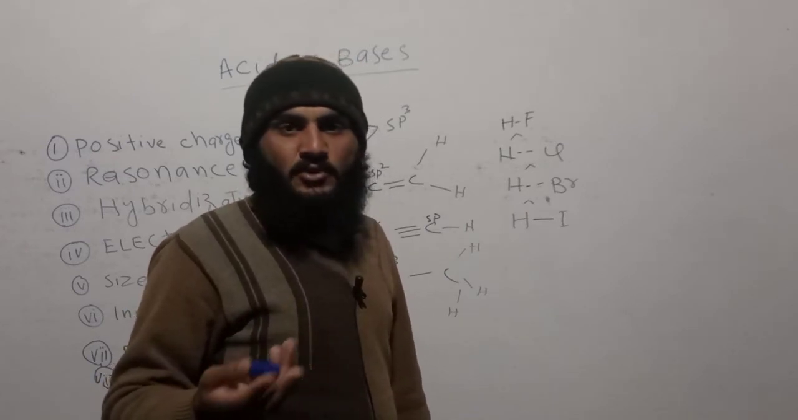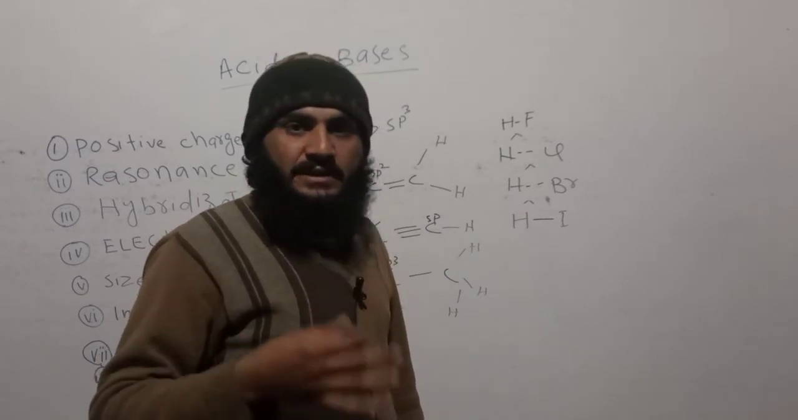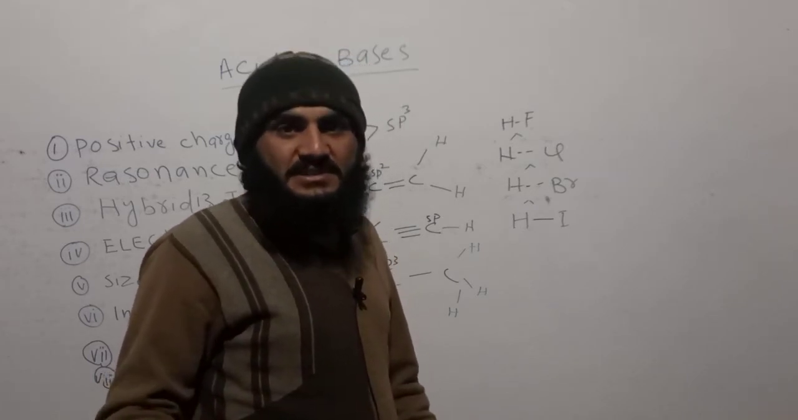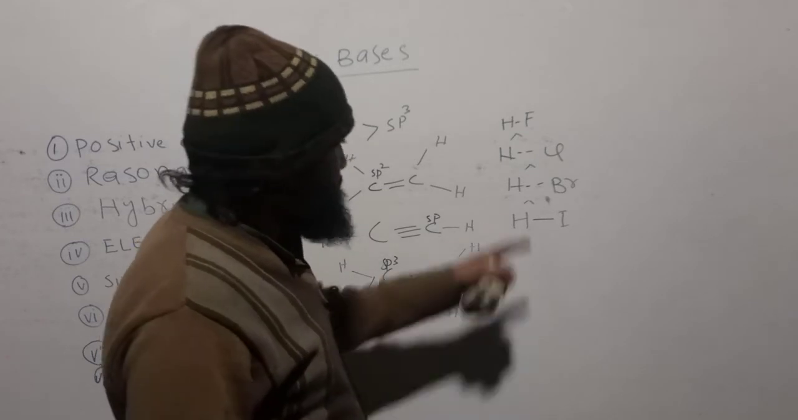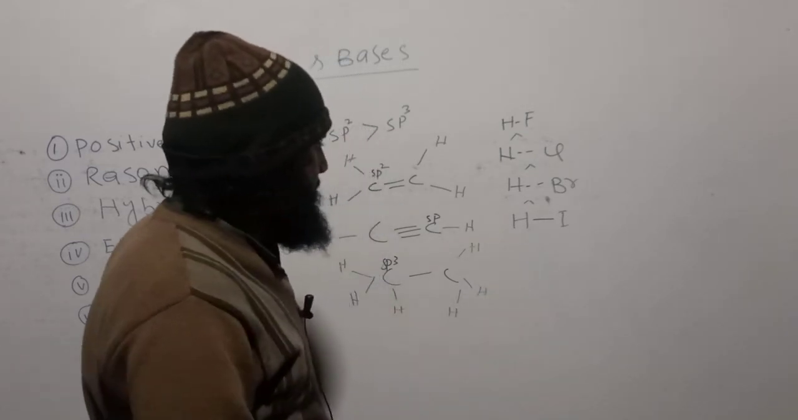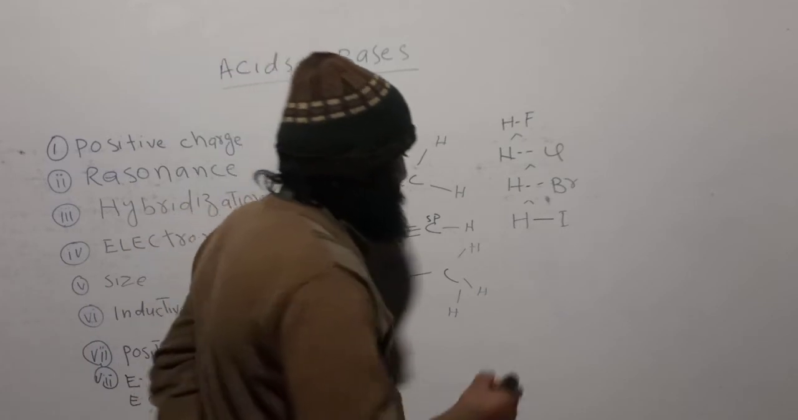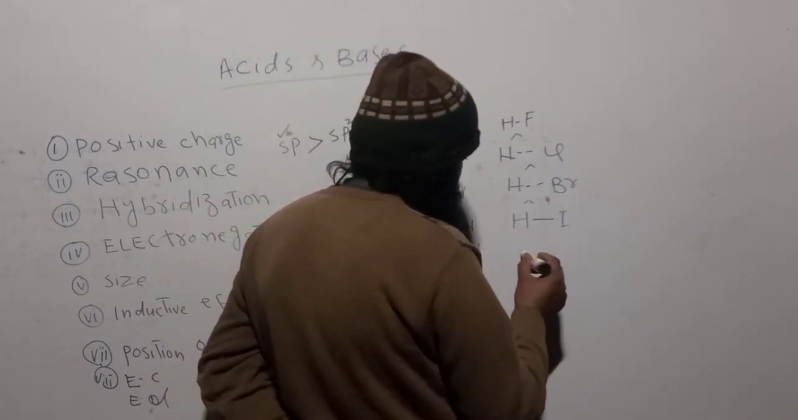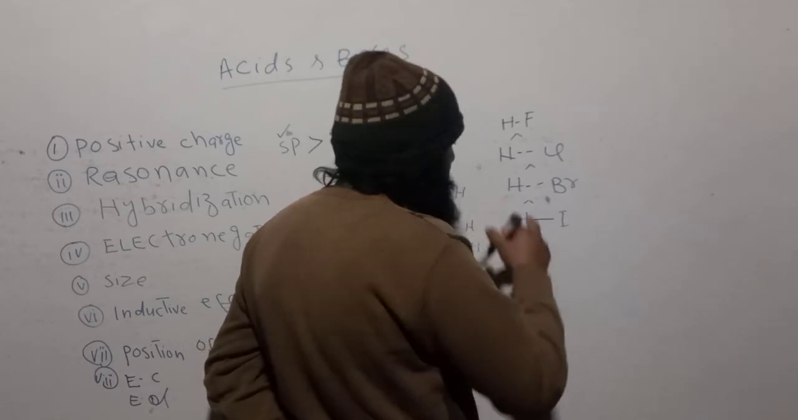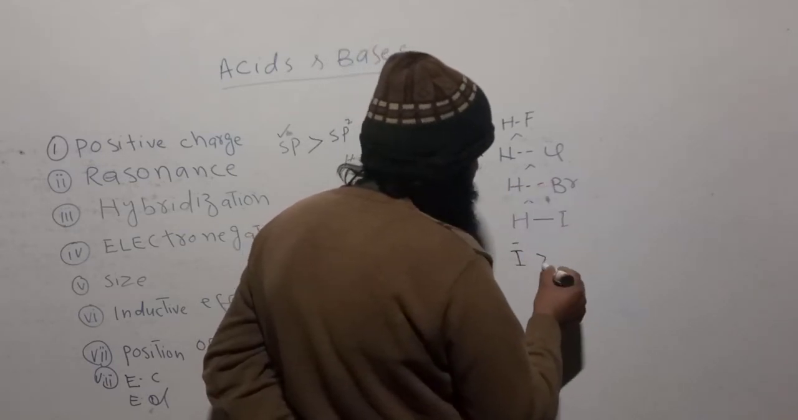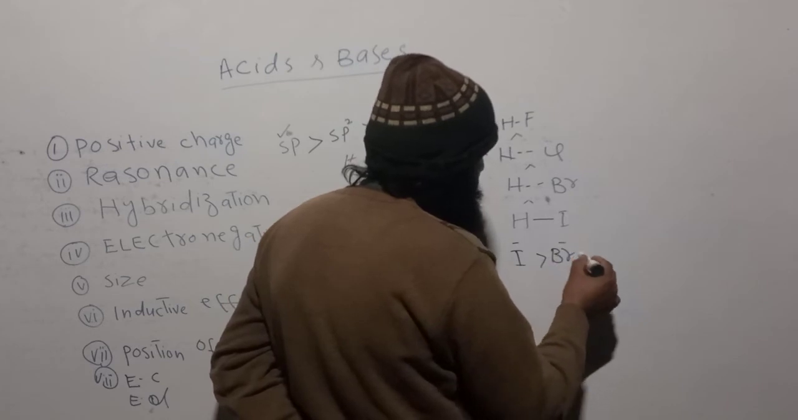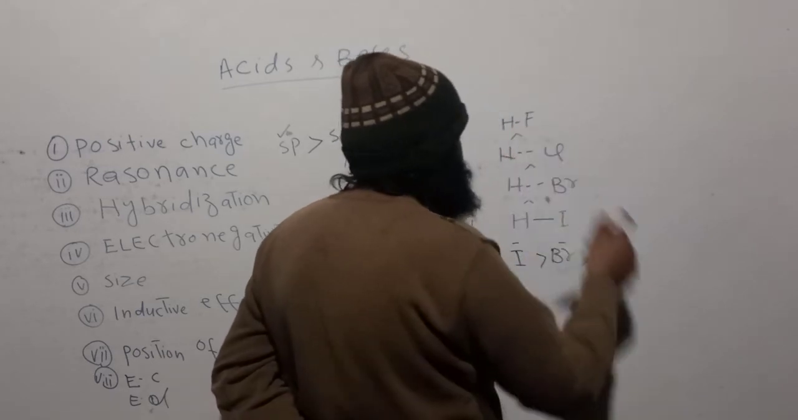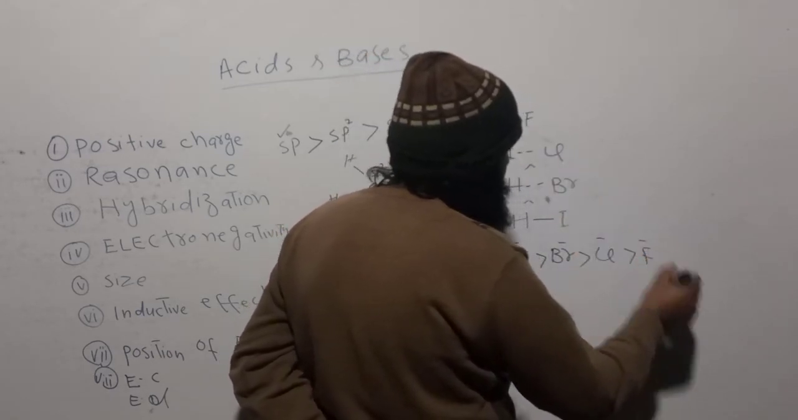If the bond cannot be broken, it means H plus ion cannot be released. If H plus ion cannot be released, its acidity decreases. Clear? Another way you can know this: the conjugate base of this species is I negative, the conjugate base of this species is Br negative, of this species is Cl negative, and of this species is F negative.